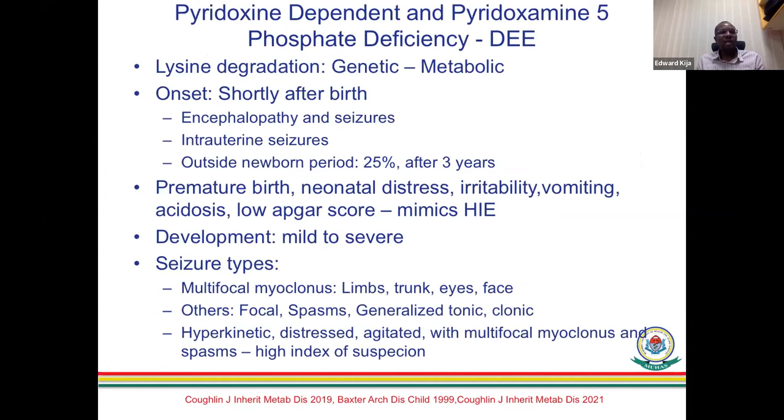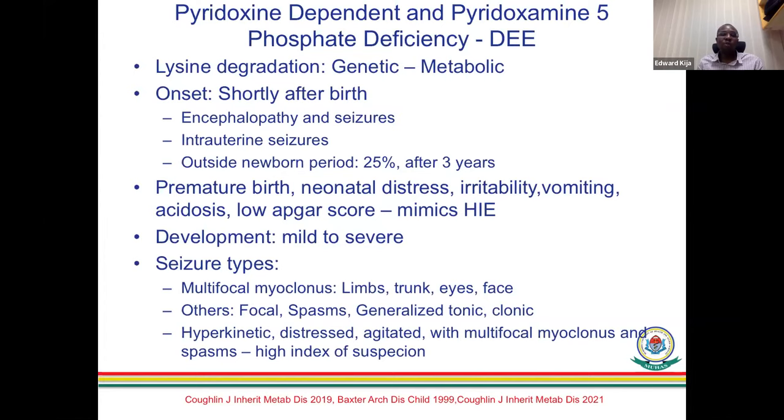Another rare but important condition to identify, because this can be easily treated, is the pyridoxine dependent and pyridoxamine 5-phosphate deficiency DEE. Both of these conditions occur in the lysine degradation pathway. They tend to be related to genetic as well as metabolic dysfunction. Onset tends to be shortly after birth, and they do present with encephalopathy as well as seizures.